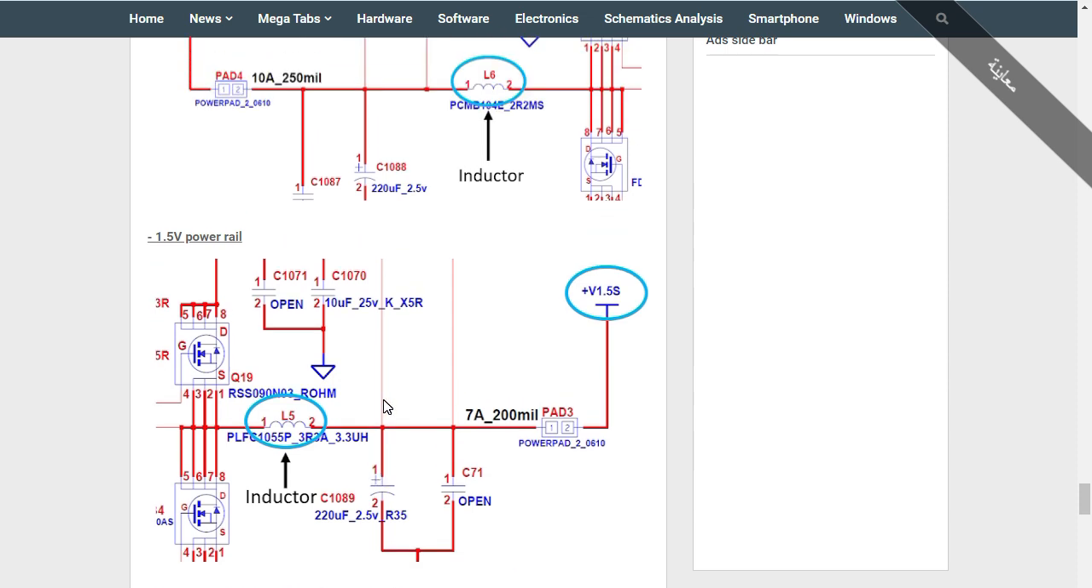So let's continue and let's summarize. I told you that the inductor can never be connected to the ground. So how can we use this rule to detect a short circuit? Because the inductor can never be connected to the ground, we always find it in the power rails, as you can see here. So if we find any inductor that is shorted to the ground, it automatically means we have a short circuit in that place.